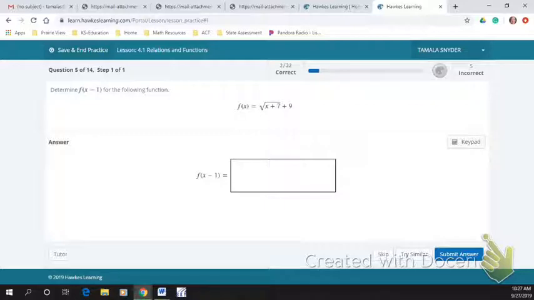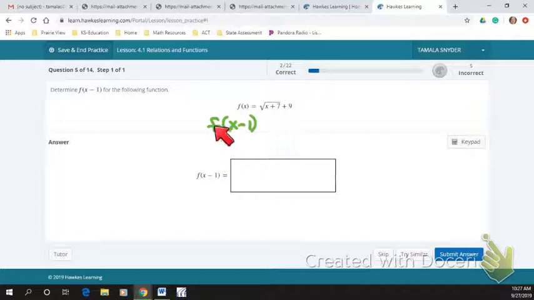Okay, so for example, this one. This one wants us to find f of x minus 1. So write this down. Write this down. And now it wants us to find f of x minus 1.